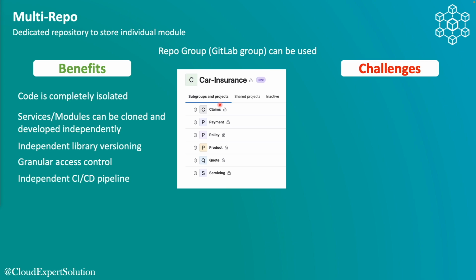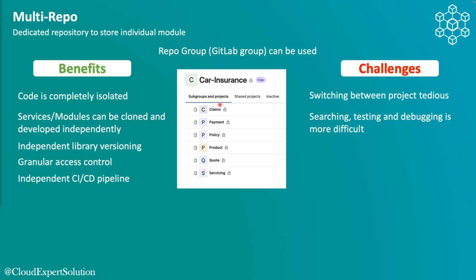Now there are some challenges also. In terms of challenges, if I have only one team working on multiple modules, then switching between the projects could be a tedious effort. Searching, testing and debugging will be more difficult because I will have multiple code repos. There we have to create separate merge requests for each and every repo. That can lead us to multiple merge requests or overflooding merge requests.